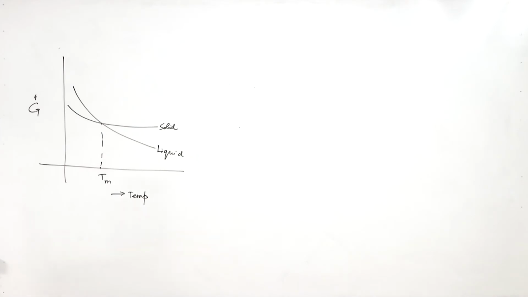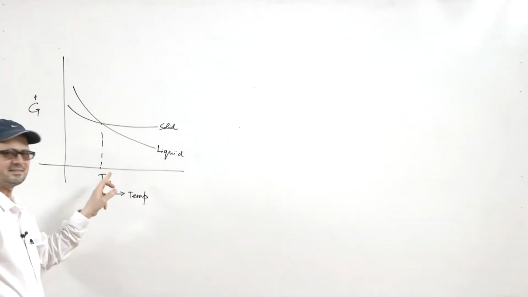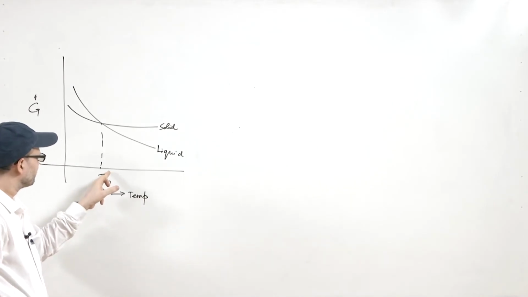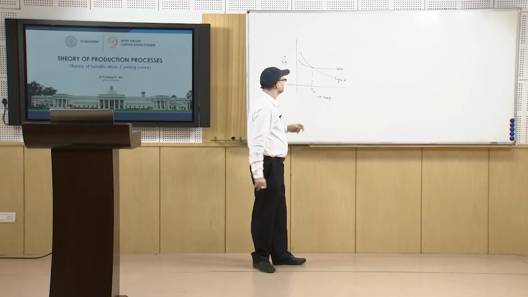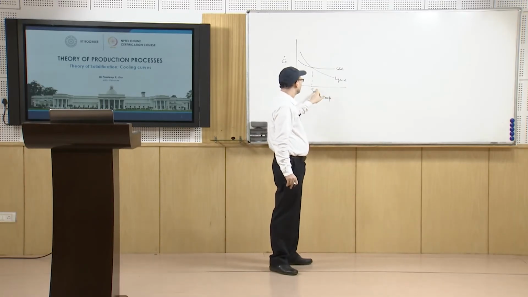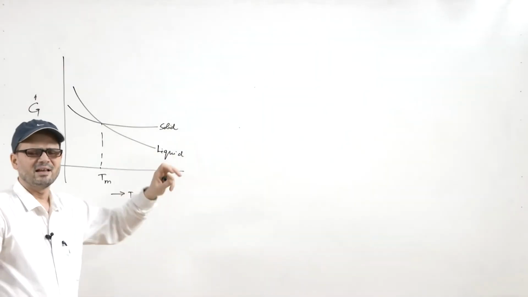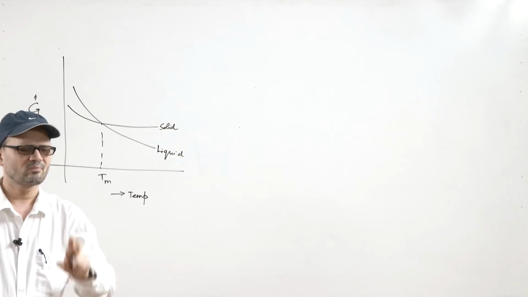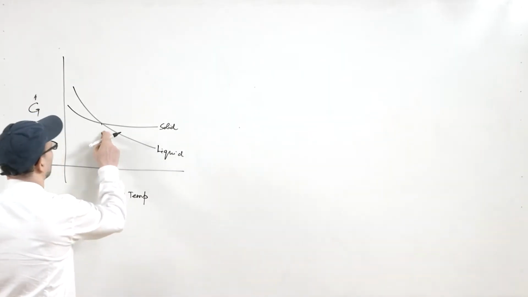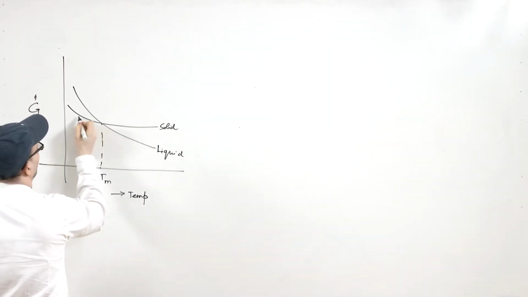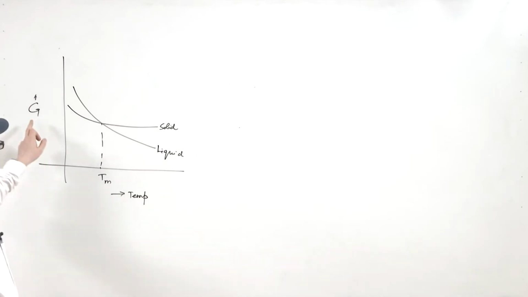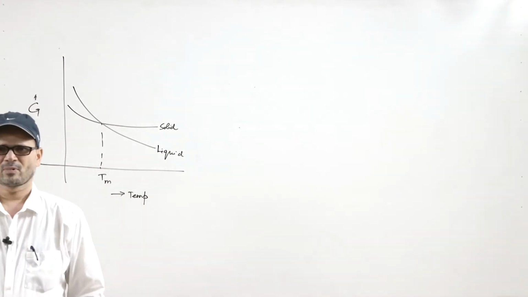Now, when the temperature is made higher than this melting temperature, which many times we also call the equilibrium temperature, the G value is smaller for the liquid. That is why the material is in the liquid state. As the temperature comes down to this side, the solid line has the lower value of Gibbs free energy.